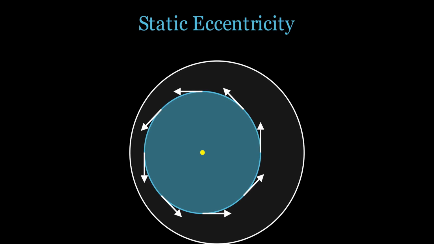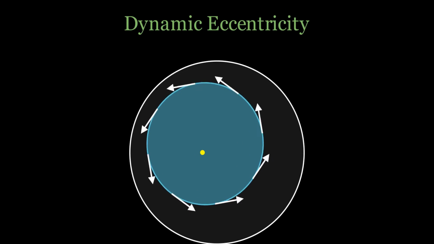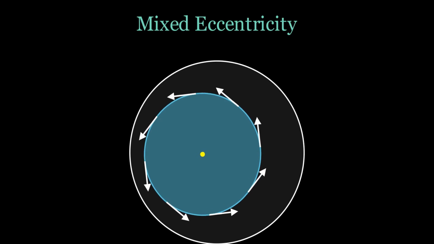Static eccentricity is when the motor axis is shifted from the stator axis, but the rotor still rotates around its own axis. Dynamic eccentricity is when the rotor axis is off-center, but the rotor is still rotating around the stator axis. There's also a mixed eccentricity, which is a combination of these two.